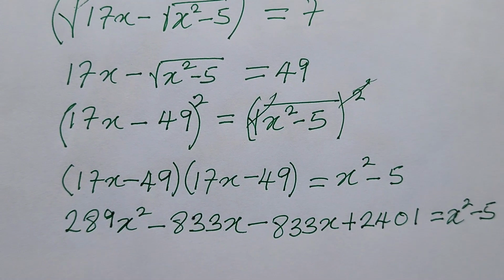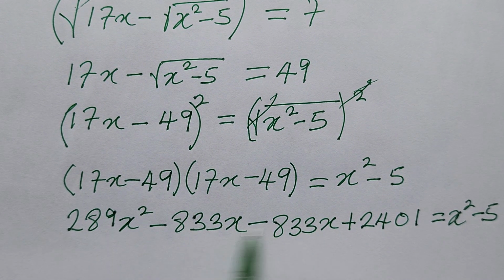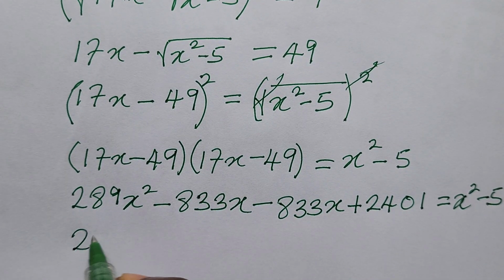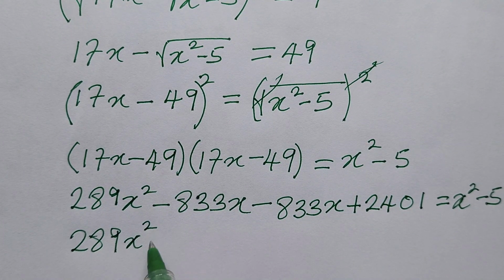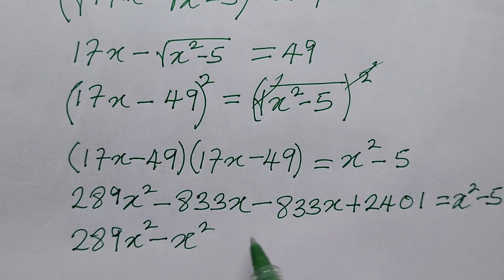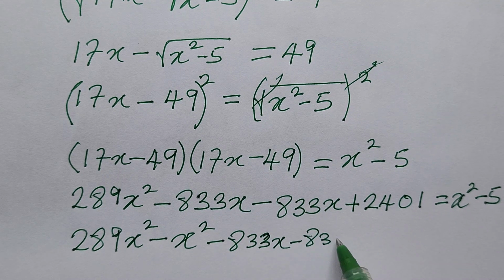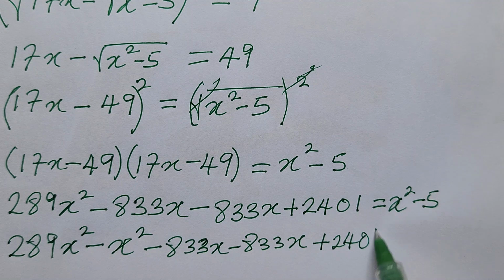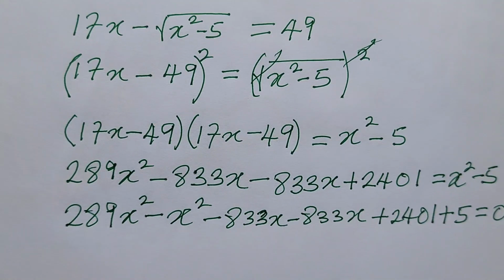Okay, so what do we do next here now? We can move every term to this side and then simplify. So we have 289x to the power of 2, then this comes to this side: minus x to the power of 2, minus 833x minus 833x, then plus 2401. Then this turns to plus 5, everything equal to 0.